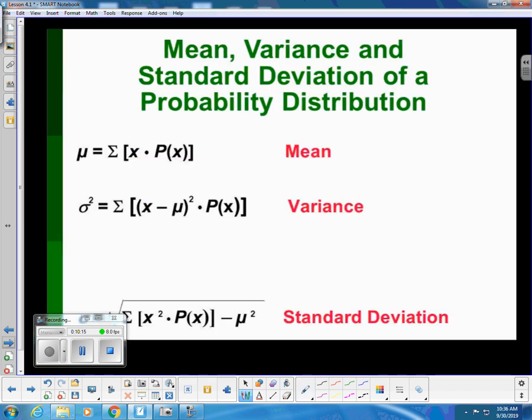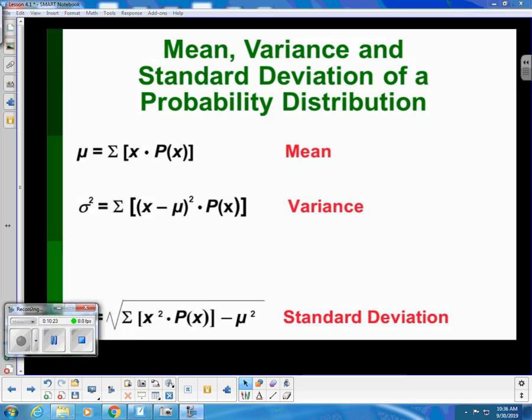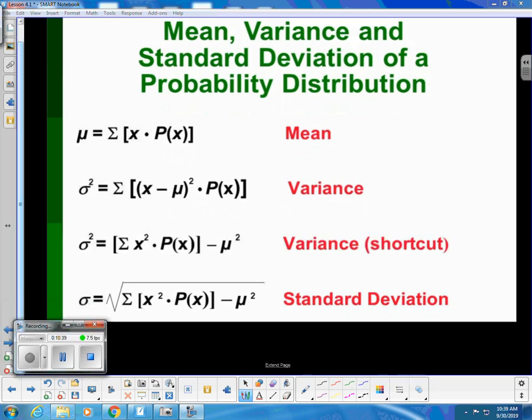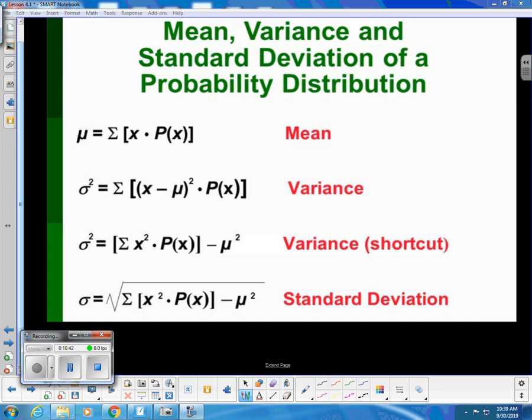Mean, variance, and standard deviation. So there's the formulas. But I want to talk about one. So the mean we just talked about. The variance. They tell you to take each x, subtract the mean, square it, and then multiply it by the probability. Now, I'm going to show you just a little bit of algebra. The standard deviation is always the square root of the variance. So we're going to use that shortcut because it's so much easier.